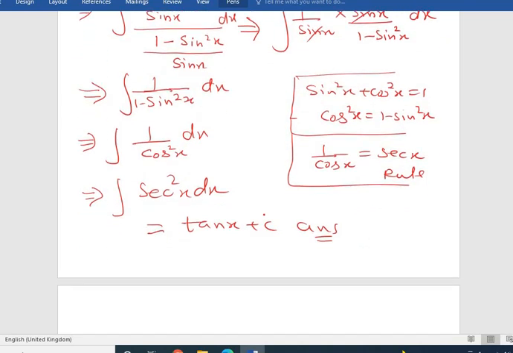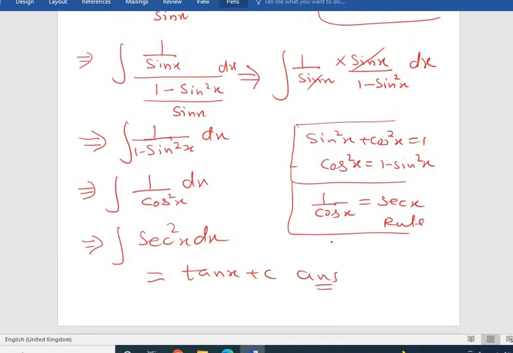Now I'm telling you, please try this question as a practice question. If this question is given as sec x divided by sec x minus cosine of x dx, then what is the answer? I'm leaving it to you for practicing as homework. So please try to, otherwise next lecture I will try to explain it to you.